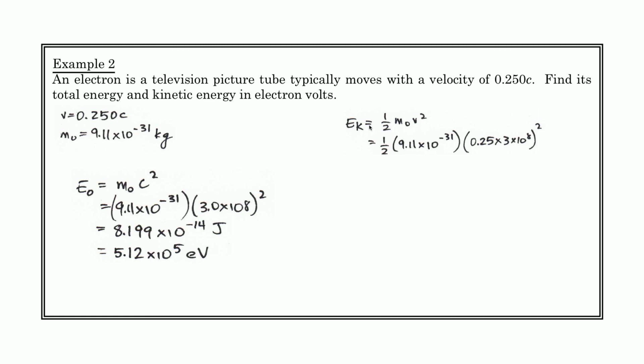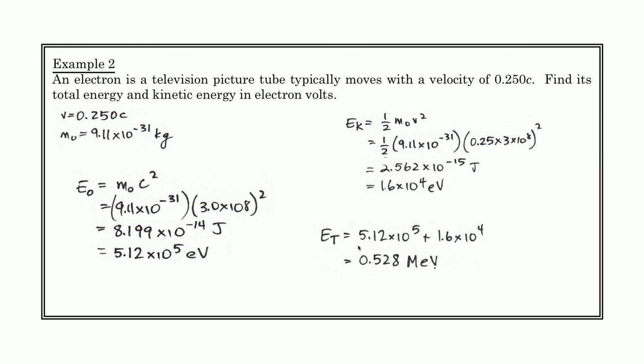The kinetic energy of this system is 1/2 m naught v squared, right? Which is, of course, 1/2 times 9.11 times 10 to the minus 31. And then we take 0.25 times the speed of light, all squared. And we can work this out, and this is 2.562 times 10 to the minus 15 joules. And we can add these two energies together, and we get, in terms of electron volts, 5.12 times 10 to the 5th plus 1.6 times 10 to the negative 4, which is a lot of electron volts, but not very many joules, right? So this is basically how we're going to do that.